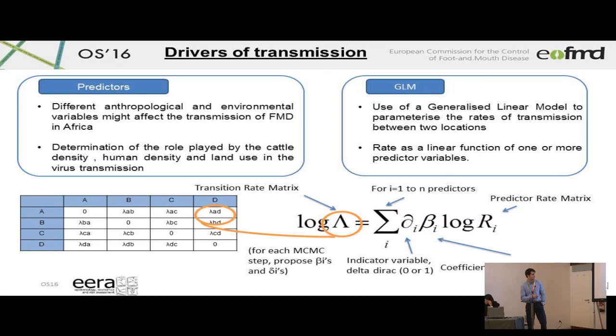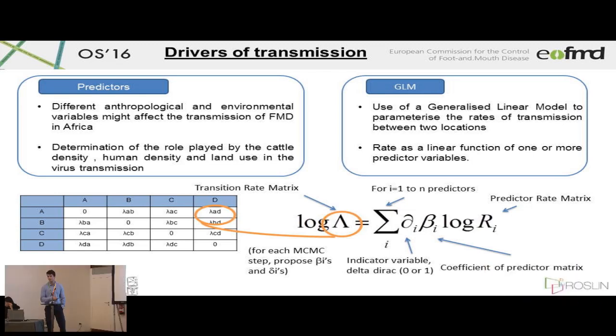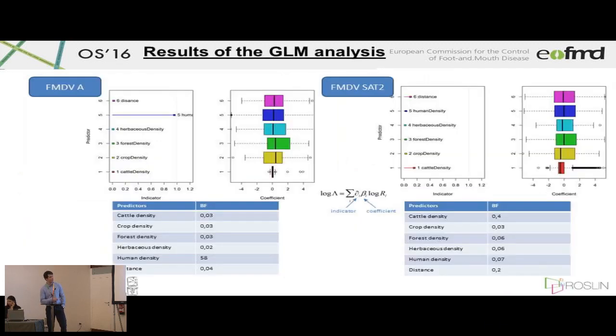So we've been able to test the effect of different factors on the transmission, and the result is that for FMD-SAT1, we've been able to detect a huge effect of human density on the viral transmission, whereas for FMD-SAT2, we haven't been able to detect such a strong effect of human density, but we've been able to see some effect of cattle density and distance on the virus transmission, expressing that between the two different serotypes, there is a clear difference in viral transmission causes.